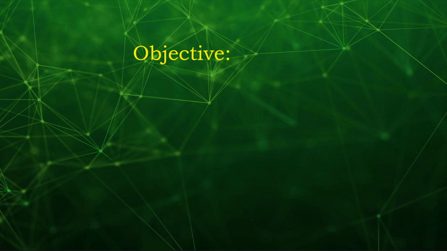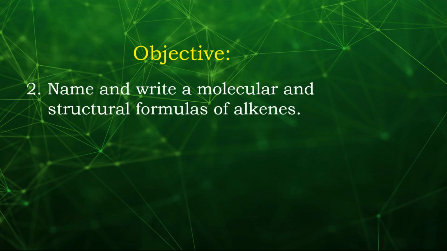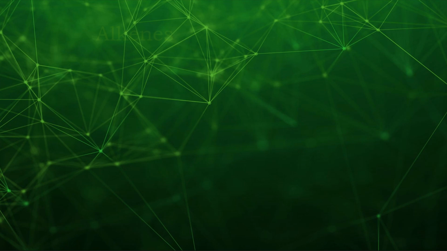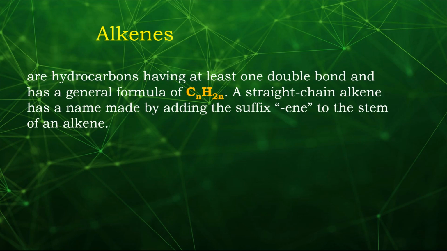So let us now proceed to our objective number 2 for this week. We're going to name and write molecular and structural formulas of alkenes. Okay, so alkenes naman po. Alkenes are hydrocarbons having at least one double bond and have a general formula of CnH2n. A straight chain alkene has a name made by adding the suffix ene to the stem of an alkane.